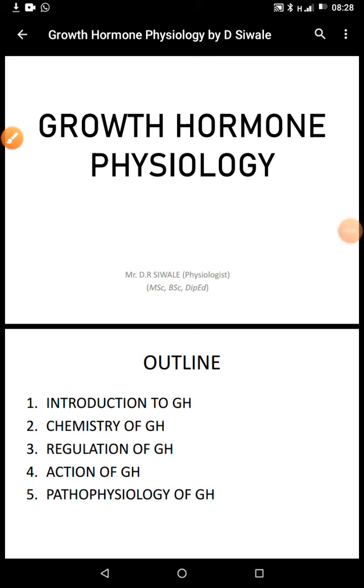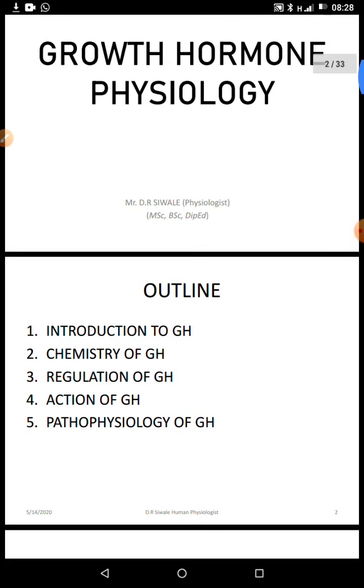Good morning. We are looking at growth hormone physiology, and under this topic, we are going to look at the introduction to growth hormone, the chemistry of growth hormone, how growth hormone is regulated, the action of growth hormone, and the pathophysiology of growth hormone. Now, growth hormone is secreted throughout life. It is the single most important hormone for normal growth to adult stature.